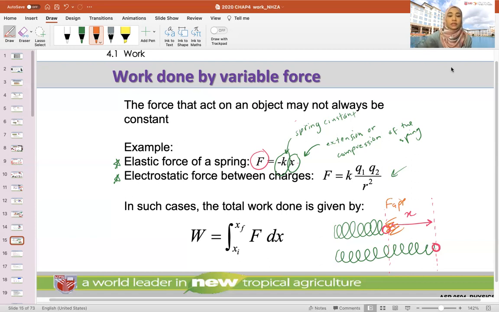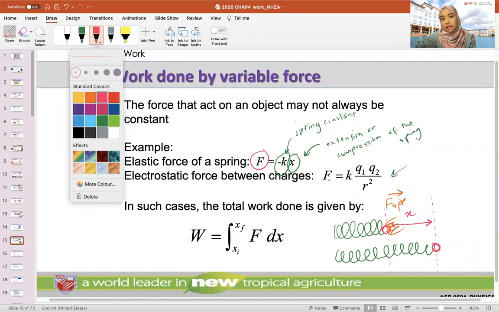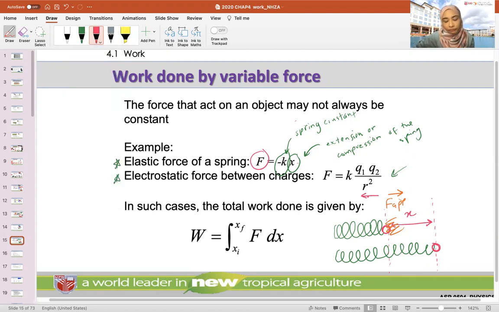So you would notice when you are extending a spring, it is very hard to extend it. It's very hard. Because why? Because there is a force acting in the opposite direction. So I'm extending it to the right. There is something else that is going to be pulling it in the opposite direction, which is why it's very hard to extend it. So this is called Fs, or the force by the spring, or the elastic force of the spring.